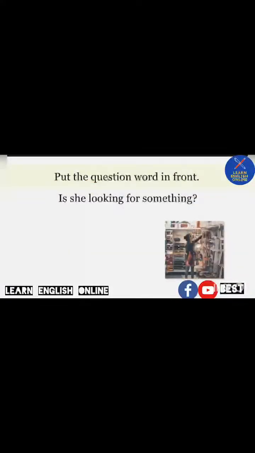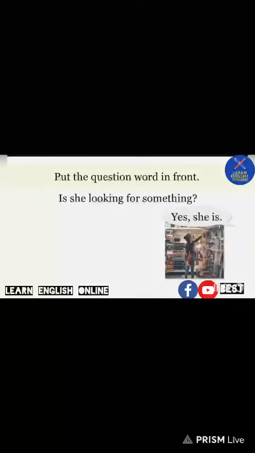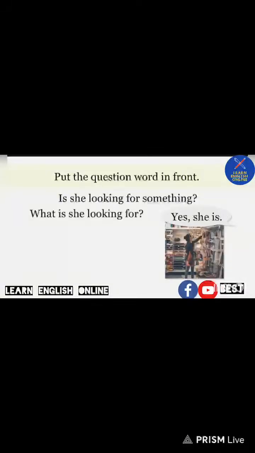Put the question word in front to make a present progressive information question. You already know how to form a yes/no question in the present progressive. Is she looking for something? Yes, she is. To form the information question, start with the question word. What is she looking for?